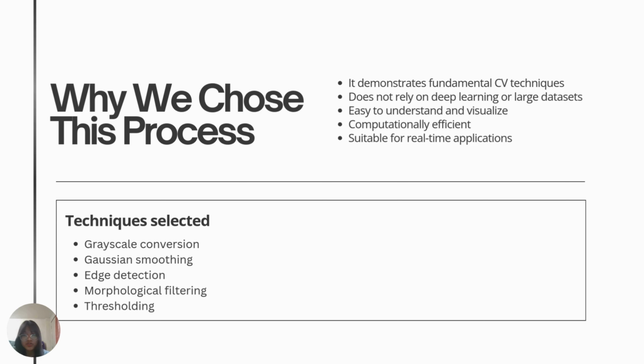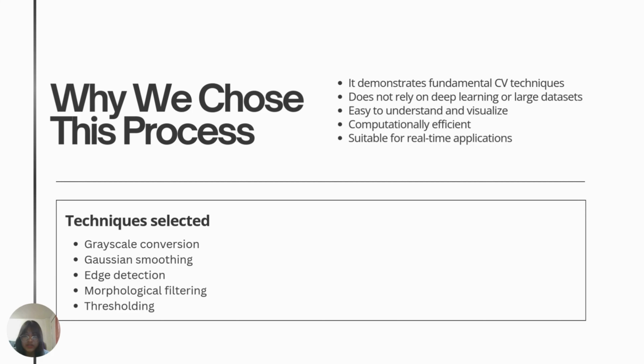We especially chose this pipeline because it is simple, efficient, and educational. The methods we use in this pipeline are fundamental computer vision techniques, which are widely used in many image processing applications. Another advantage is that these techniques do not require a large dataset or an expensive training process, unlike a deep learning approach. The pipeline is also computationally efficient, which means it can potentially run in real-time applications. Finally, the process is easy to understand and visualize, making it suitable for learning and experiments.